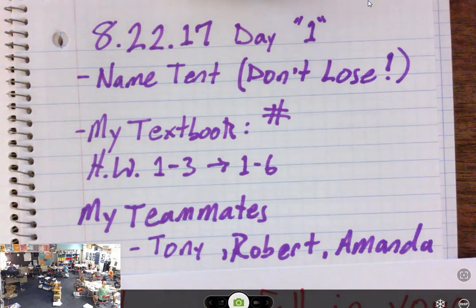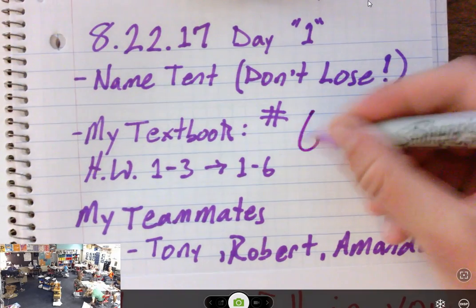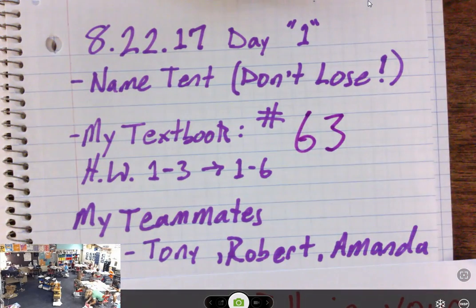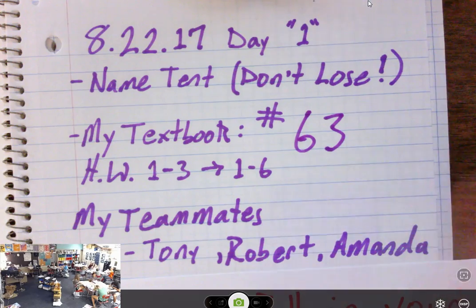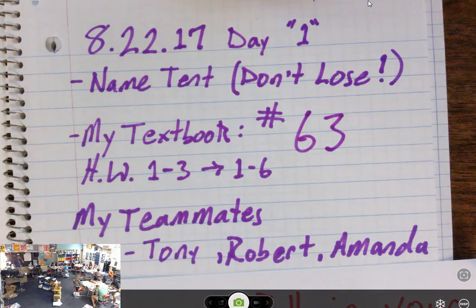In your math journal, write down your textbook number. My number right now that I'm using is 63. Yours is not. Yours will be something between 1 and 23. If you want to jot it down so you have it in multiple places, our homework tonight is 1-3 to 1-6. Then take a minute to write down the names of your teammates.